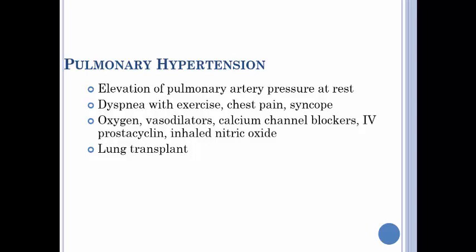Pulmonary hypertension is called an orphan disease. We really don't always know what the cause is, especially in infants. A lot of times it gets to the point where they may require a lung transplant, but they don't always do well with a lung transplant either. And we'll talk about this a little bit more in class.